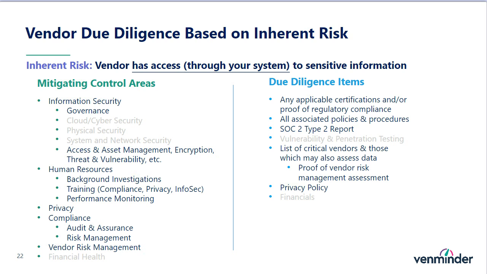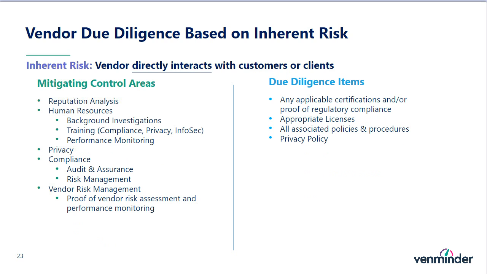the due diligence requirements. In this example, the vendor is directly interacting with our customers or clients. So we have to address those people, privacy, and compliance controls pretty strongly. But we also have to have a good focus on reputation. We want proof that they're licensed, and if necessary, that they have robust compliance requirements and training for their employees. We're also going to really want to dive into that privacy policy.